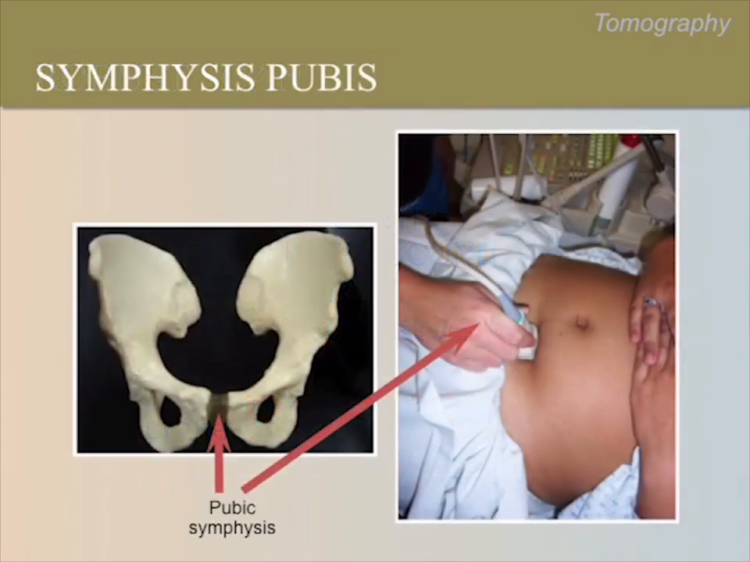The symphysis pubis is where the pelvic bones meet in the front. You can feel that bone just above the genital area. You want to begin your scanning just above the symphysis pubis. In the image on the right, the pubic symphysis is located just beneath the sonographer's hand.